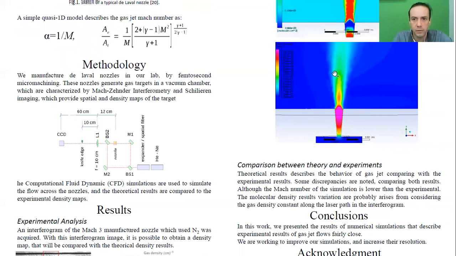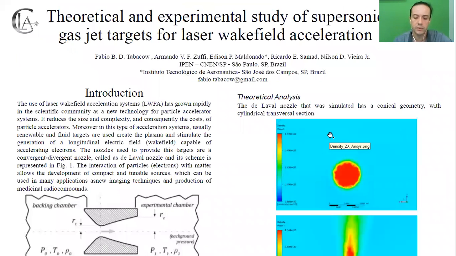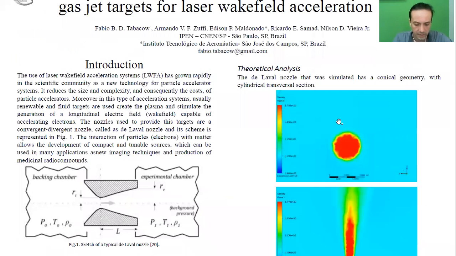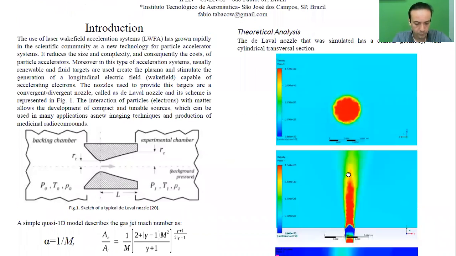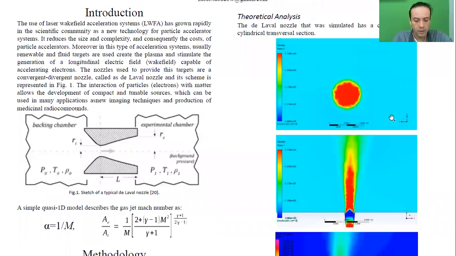About the theoretical analysis, as already told, the nozzle has the same diameter and length as the experimental one, and we consider that its walls have low roughness. These figures show the molecular density distribution of the gas in orthogonal planes. In this one and that one, an abrupt density change can be seen, and that is desired for laser wakefield acceleration.